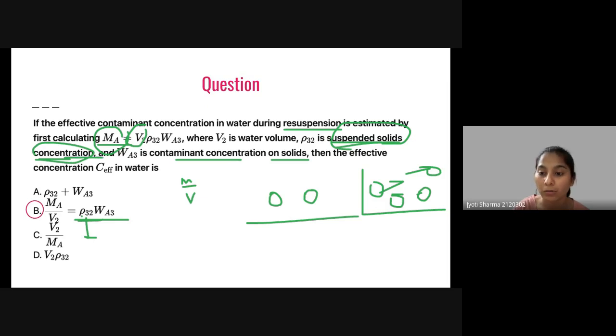Within the solid, on the solid you have A, right? On the solid you have A, and that's why WA3 is the contaminant concentration on solid. So in the water you have solid, on the solid you have contaminant A. So that's how there is the multiplication. Rho 32 and WA3 will be multiplied, and that's how this will give us the concentration of A in a particular volume, right? Or you can say mass in volume, so this will give us the concentration.